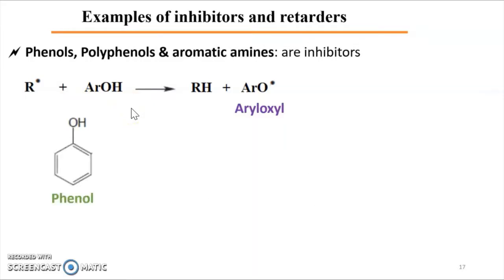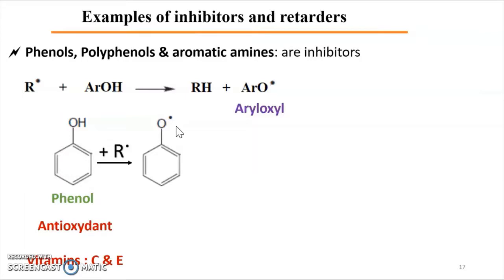For example, if I consider the phenol, it will react with the radical, and I have formation of the aryloxyl radical here in the medium. As natural examples of these phenols, we have vitamins C and E. These phenols are considered antioxidants. Why antioxidants? Because they have high reactivity toward radicals. So if we have phenols in the medium, once I have a radical, they will capture this radical and give a stable radical, aryloxyl radical, stable by resonance. So that's why phenols and polyphenols are considered antioxidants.